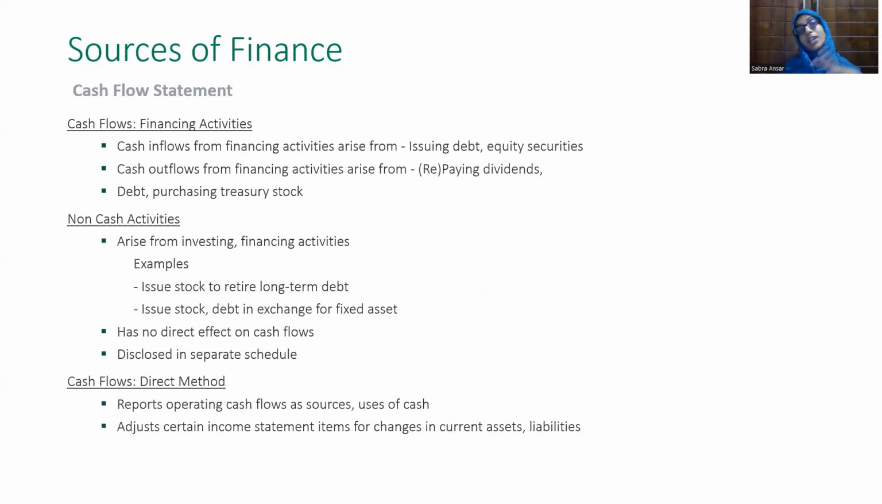And now let's see how the cash flows of financing activities are included. So moving on, we have the cash inflows from financing activities, which arise from issuing debts, equity and securities and things of that sort. So financing activities will involve things such as securities, because those are the financing section, and outflows will be from paying dividends. So here, debt purchasing, treasury stock, all these are financing activities.